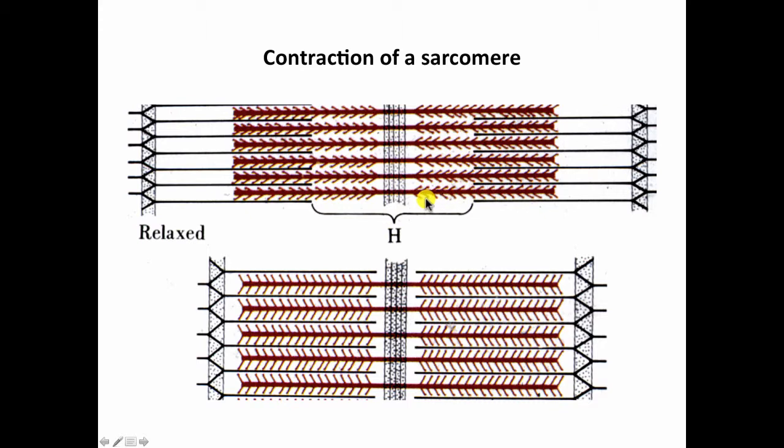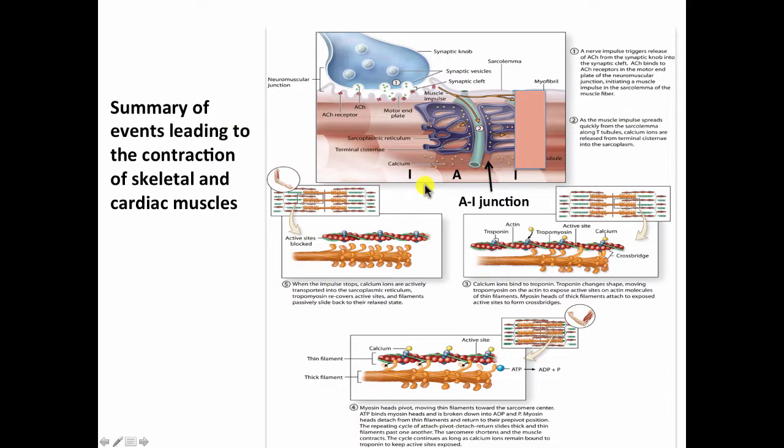The width of the H band decreases, and the width of the I band, the myosin-free part of a sarcomere, also decreases, as you can see here. Now, let's look at how this happens. This is a slightly different diagram than in your notes, and I'm not sure that I really like it any more than the other one, but it does show some features, so I'm going to work with it.